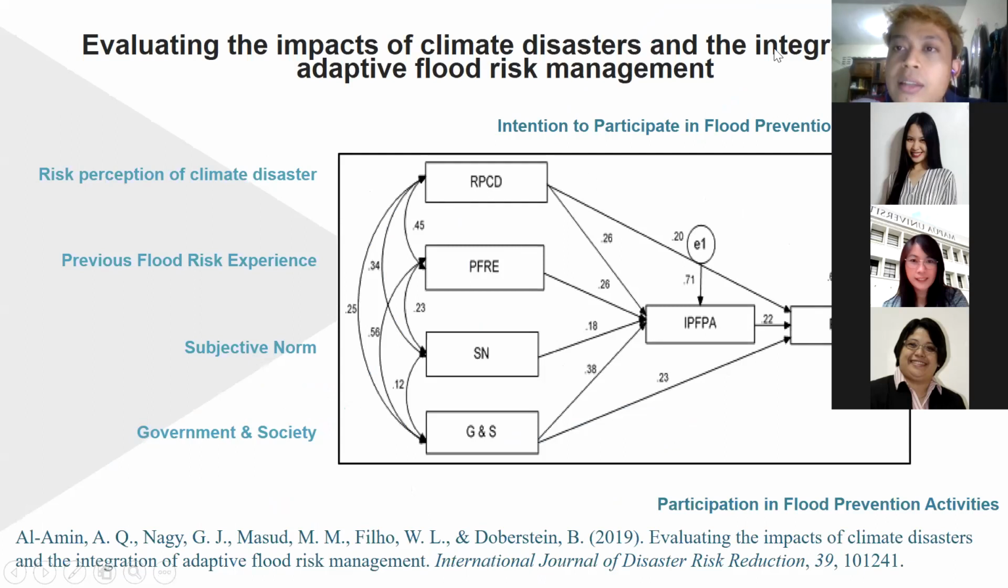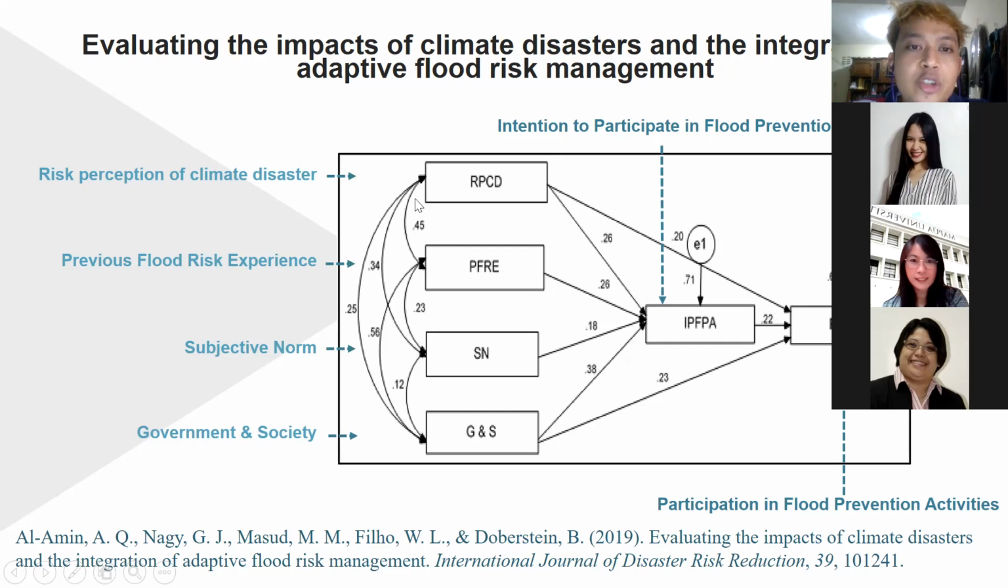Sometimes people show it as a square, but in general we make it an oval, because a square is usually seen as an indicator, and this is actually the latent variable. This is the endogenous, with error, and you can see the beta coefficient here. What factors affect this? A flood, and so on, and then intention to participate in flood prevention activities, measured by this.